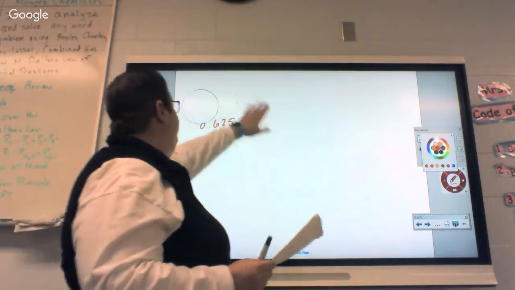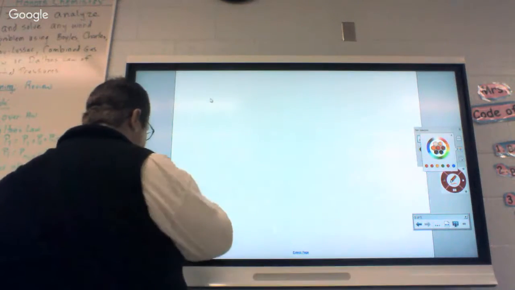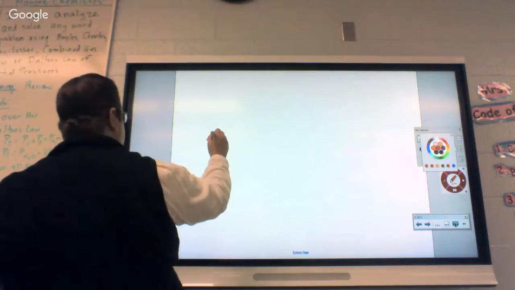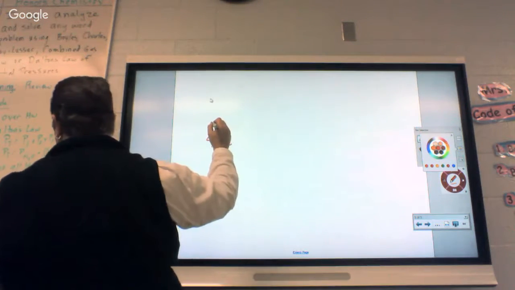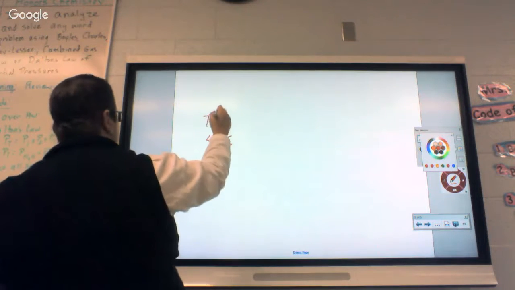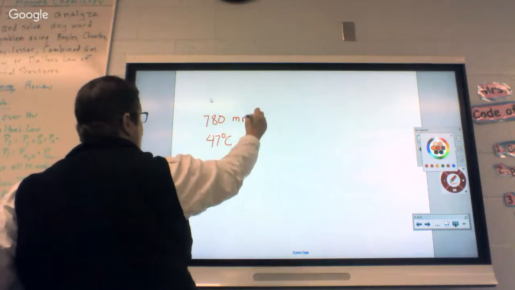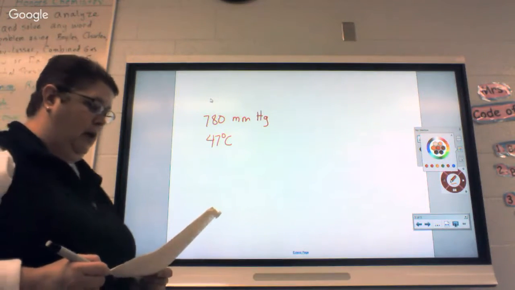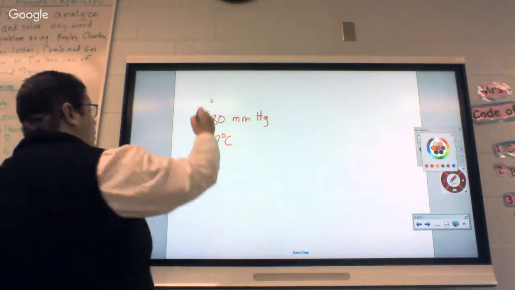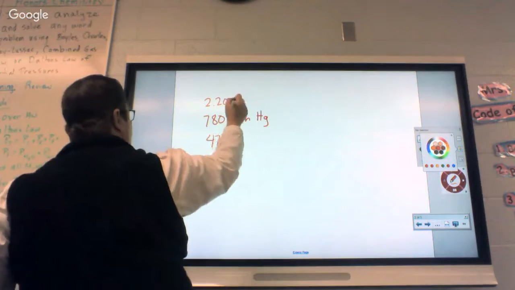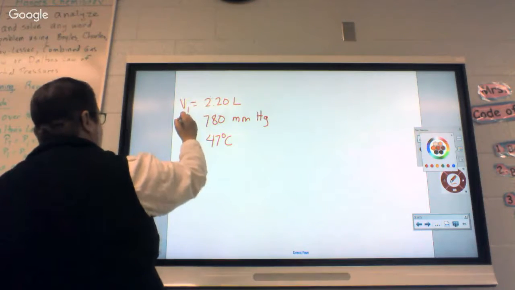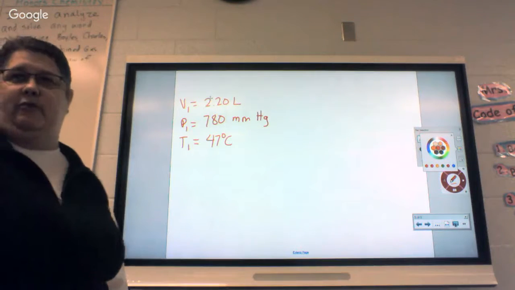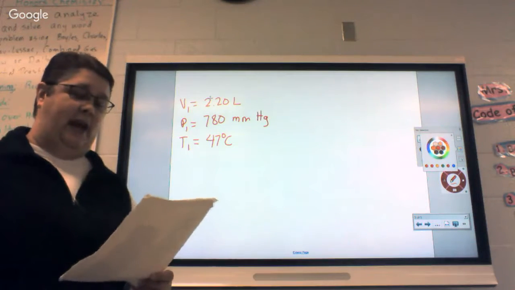Okay, so number 16. Number 16 says, a sample of gas has a temperature of 47 degrees Celsius, 780 mm pressure. So when they say mm, we're talking about millimeters of mercury, even though they only wrote mm. And occupies a volume of 2.20 liters. All right, so that's going to be V1, P1, and T1, because they put all three of those things together in the same first sentence, they have to stay together.